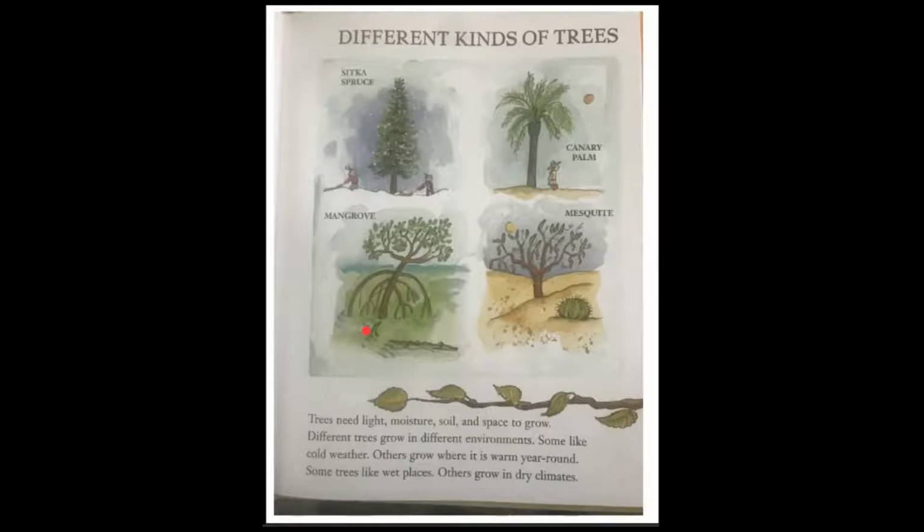Different kinds of trees. Trees need light, moisture, soil, and space to grow. Different trees grow in different environments. Some like cold weather. Others grow where it's warm year round. Some trees like wet places. Others grow in dry climates. This is a text feature. It's the title. We call that the heading.